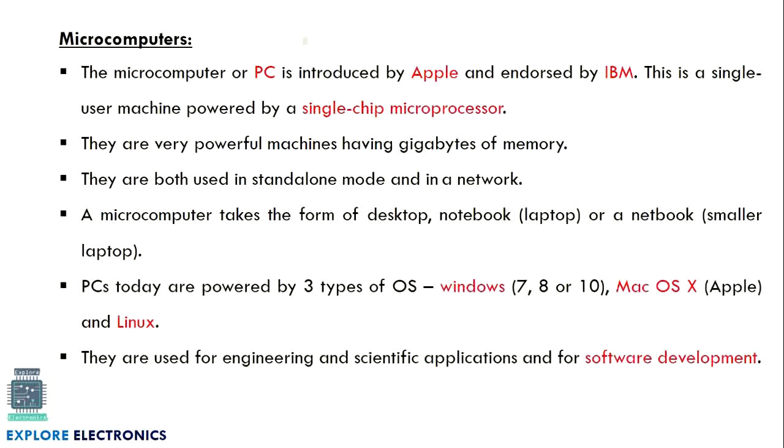Coming to microcomputers, the microcomputers or the personal computers that we use were introduced by Apple and endorsed by IBM. This is a single user machine. They are very powerful machines. In microcomputers, the memory is measured in the units of GB, that is gigabyte. The main types of OS used in microcomputers are Windows, Mac and Linux. And the purpose of these computers is engineering and software development.